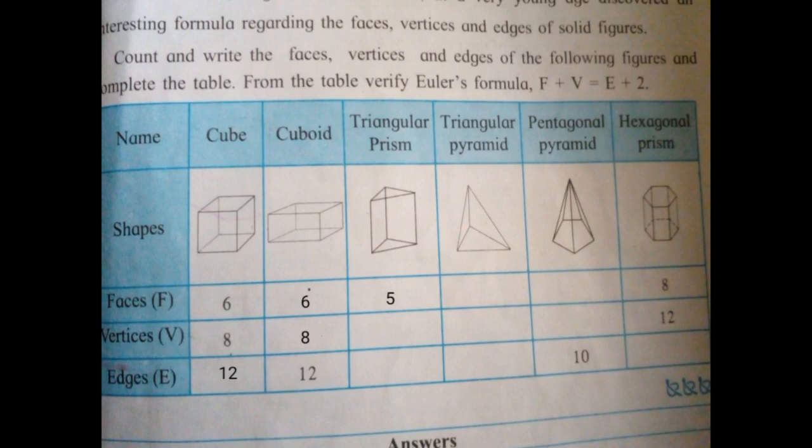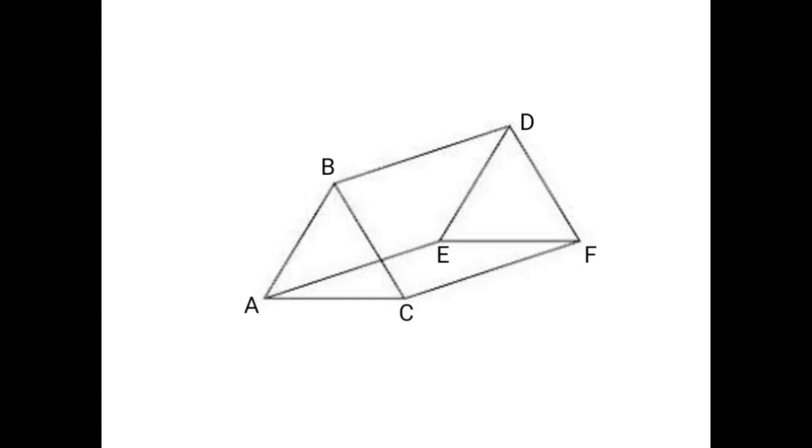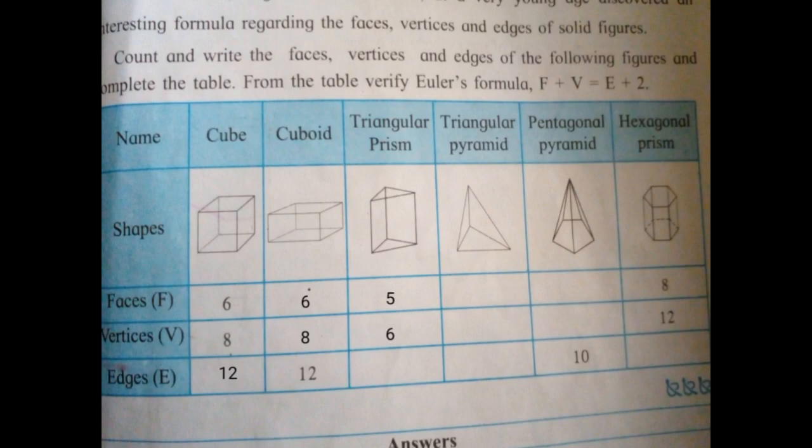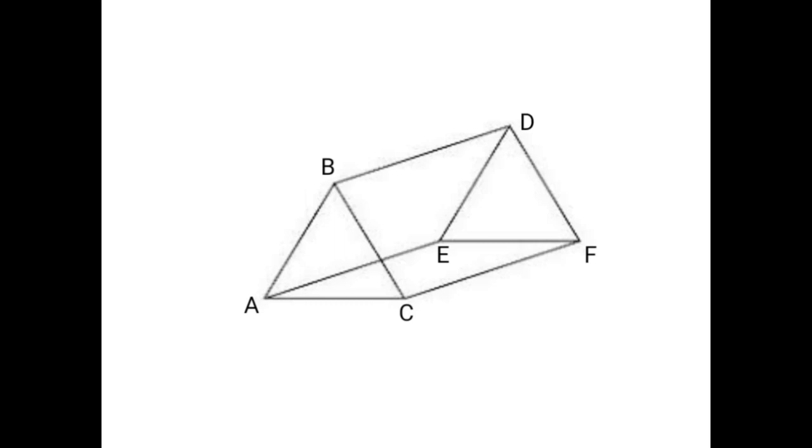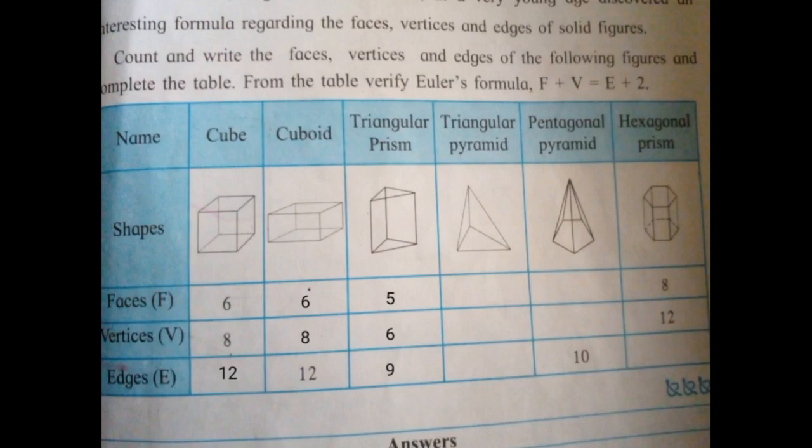Now we'll count vertices of triangular prism. Point A, point B, point C, point E, point D and point F. Altogether there are 6 vertices of triangular prism. Now we'll count edges of triangular prism. Segment AB, segment BC, segment AC, segment ED, segment EF, segment DF, segment AE, segment BD and segment CF. Altogether there are 9 edges of triangular prism.